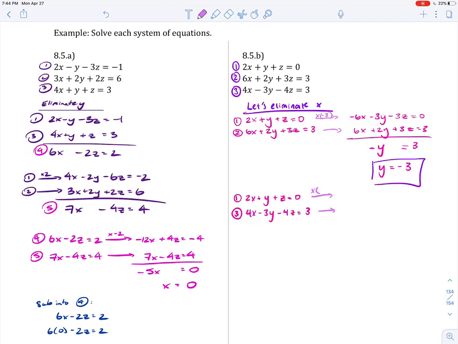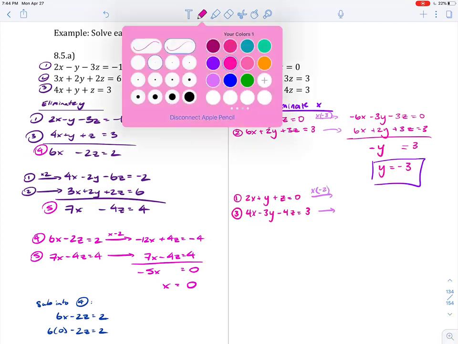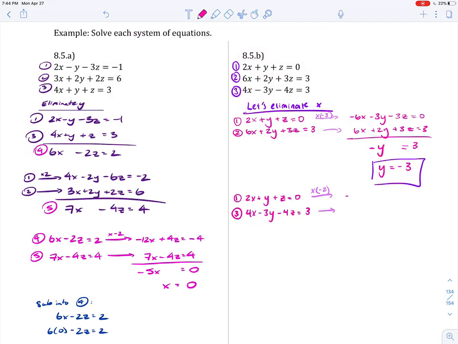My x, which I'm still trying to eliminate here, to get those coefficients to be additive opposites, I'm going to multiply my top equation, my equation number 1, by -2. And I'm going to get the following. -4x, -2y, -2z is equal to 0. And my bottom equation is going to stay the same.